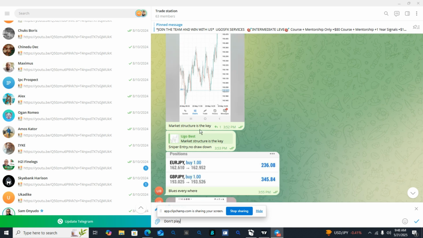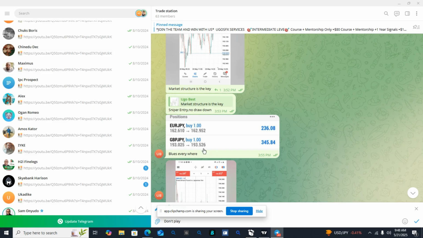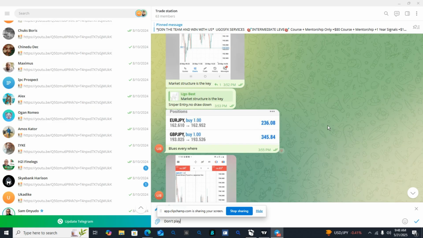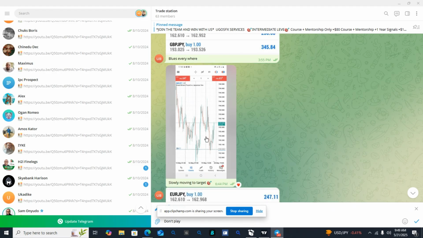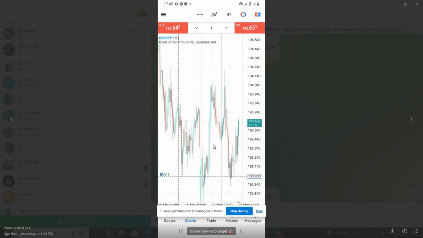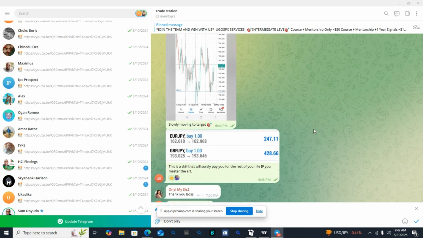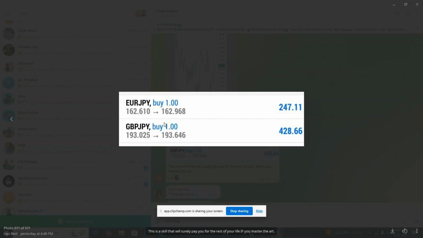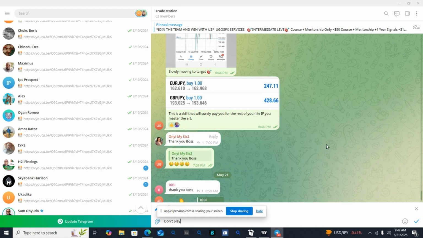I told my community that market structure is the key, and you can see it. I bought two pairs, Euro JPY and GBPJPY. These are the two pairs that I bought, and price came to this zone, and I said slowly moving to the target, and that was when I closed 80% of my profit. You can see it here. This is the evidence of what we do. And this is a skill that will surely pay you for the rest of your life if you master the art.